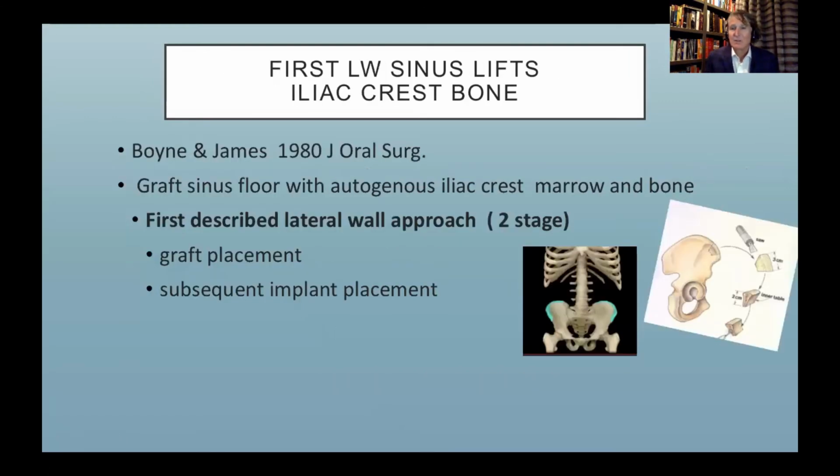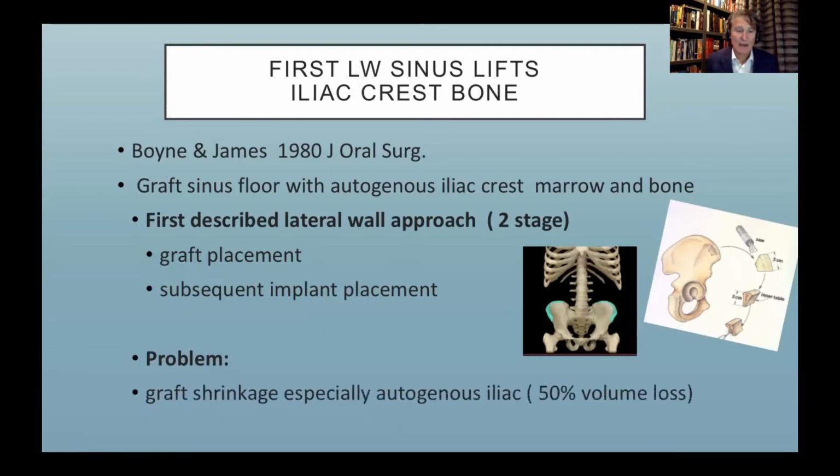So when did this all start? Back in the 1980s, there was the very first description of using this Caldwell-Luke approach, which is the lateral window approach. And then it was using iliac crest. So they take a part of the hip bone, break it up into small pieces, and then do the graft and then subsequently the implant.